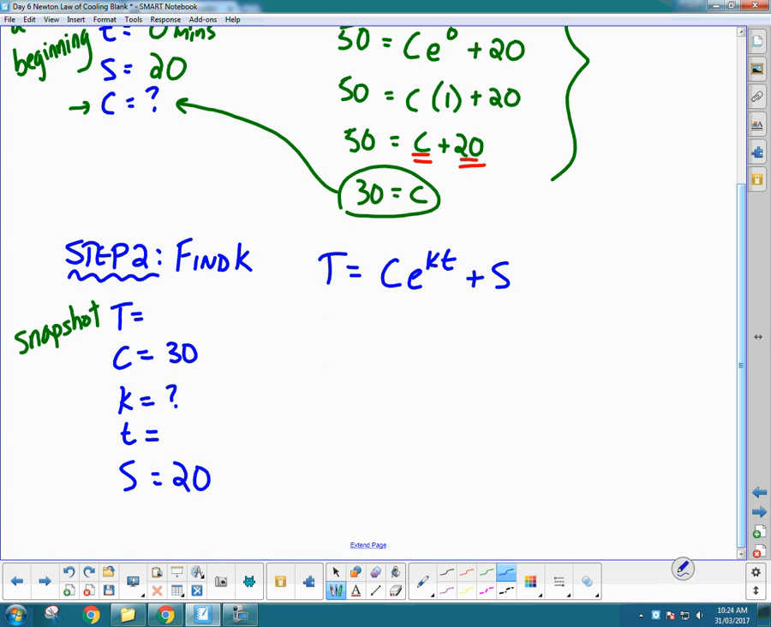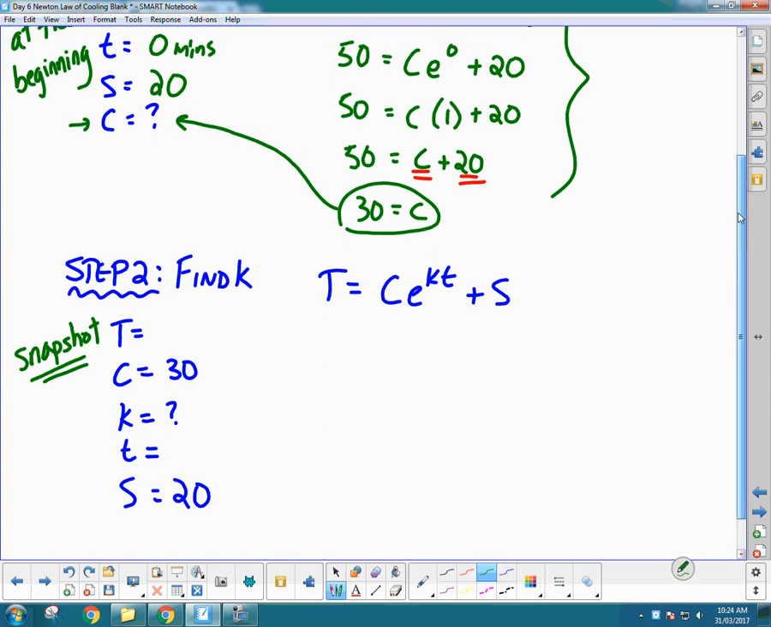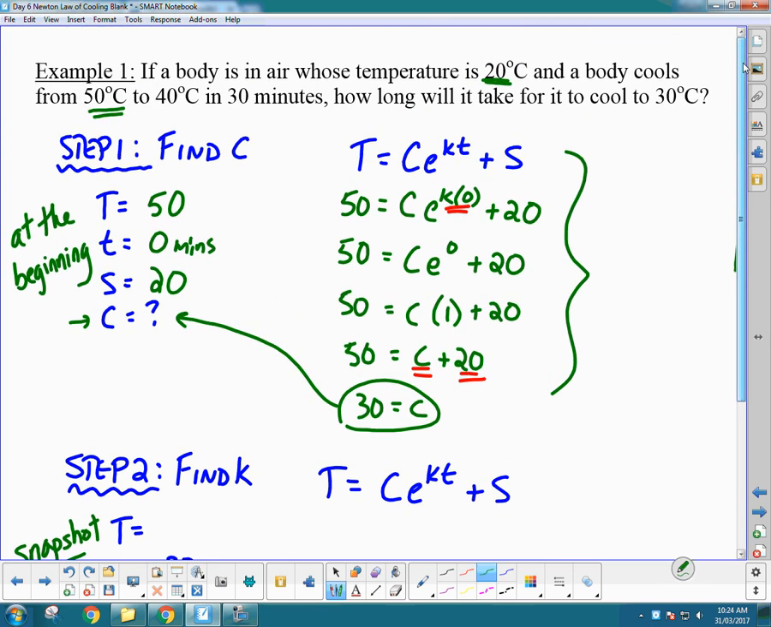But in the snapshot, we have new variables. And so now we'll go back and look at the question and figure out the snapshot that they tell us. The snapshot says it started at 50, so that was the beginning, but it went to 40 in 30 minutes. There's our snapshot right there.